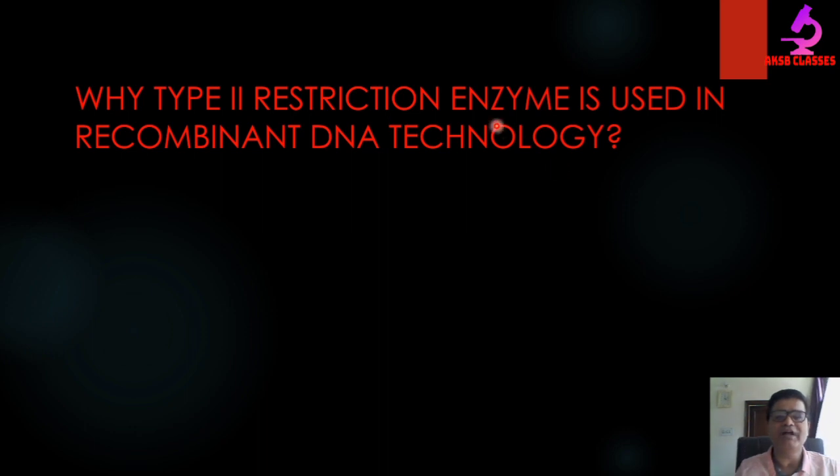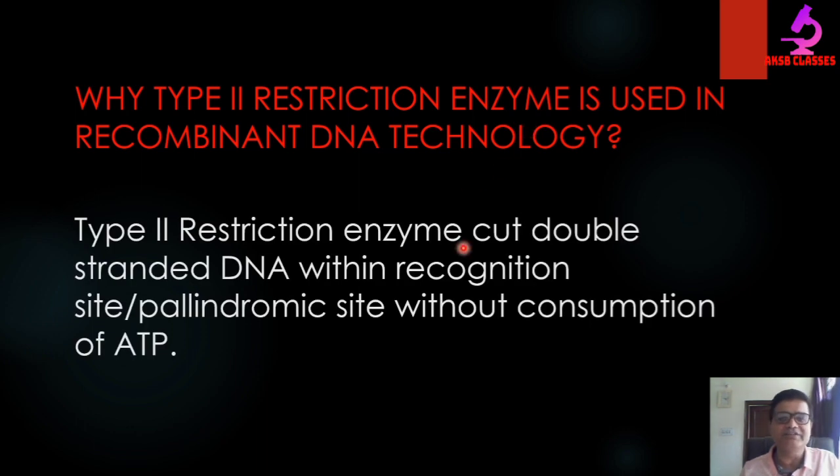You know, type 2 restriction enzyme cuts double stranded DNA within a recognition site that is palindromic in nature, without consumption of ATP, that is energy. So it will cut as per our requirement, where there is a need of cutting the DNA, without utilization of energy in the form of ATP.